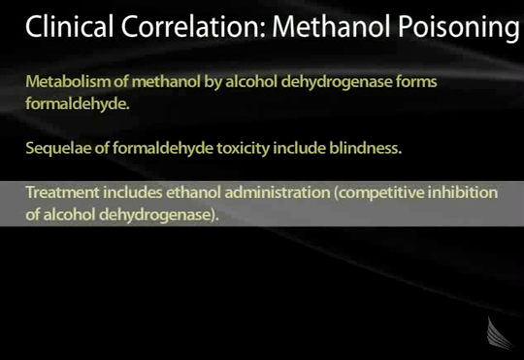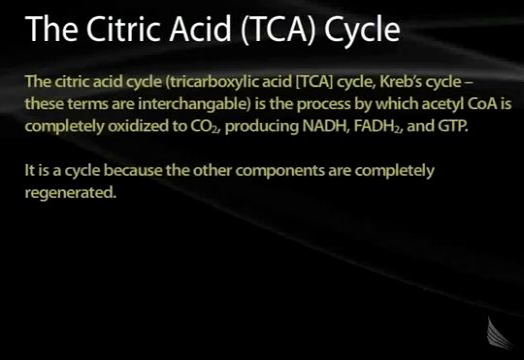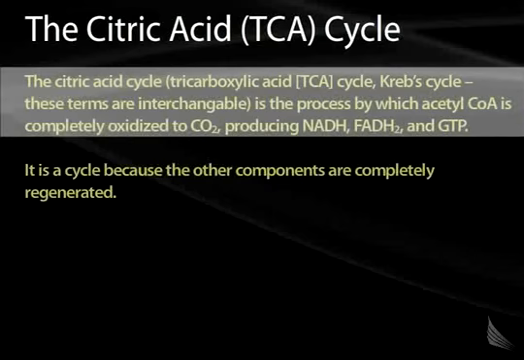Okay, so now we've talked about a couple of different ways that we can generate acetyl-CoA. The main one being pyruvate dehydrogenase. Now, once we have acetyl-CoA, we need to put it into the TCA cycle and completely break it down to carbon dioxide to produce energy. The citric acid cycle has several different names. One is the tricarboxylic acid cycle, or TCA cycle. One is called the Krebs cycle, named after the biochemist who characterized it. These terms are all interchangeable.